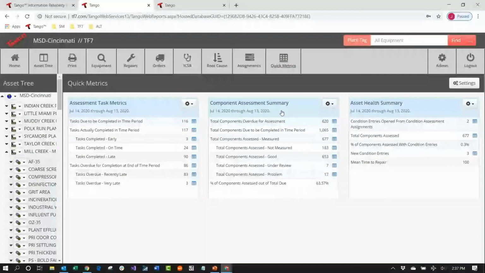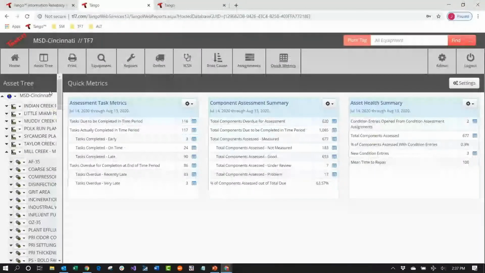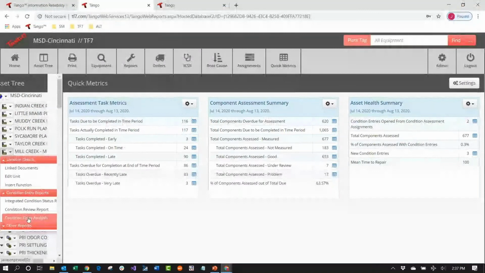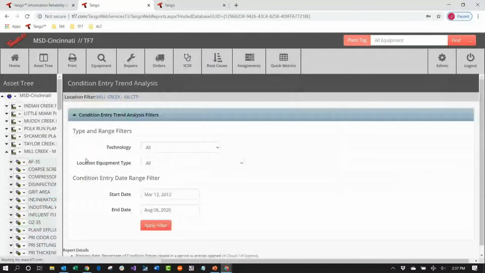Let me close on how to look at this teamwork status between reliability, maintenance, and operations. And once again, we're going to go to a couple of the different charts that are available in the condition entry analysis. In this case, let's do Mill Creek since we were looking at that. I'm going to look at the condition entry analysis for Mill Creek, but not fault distribution. I'm going to look at the condition entry trends information.